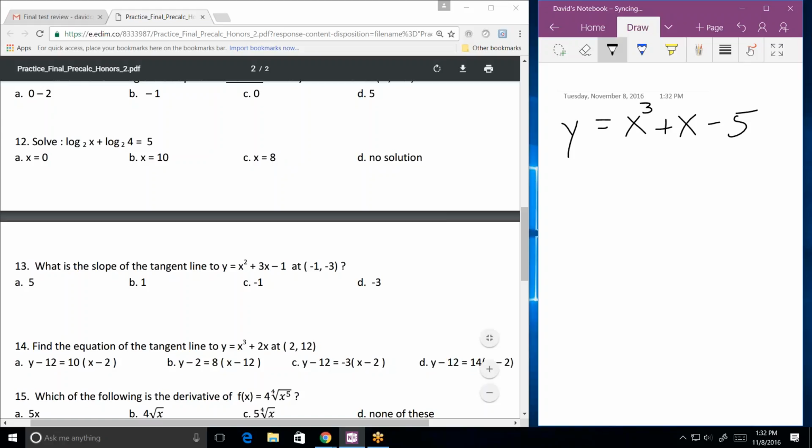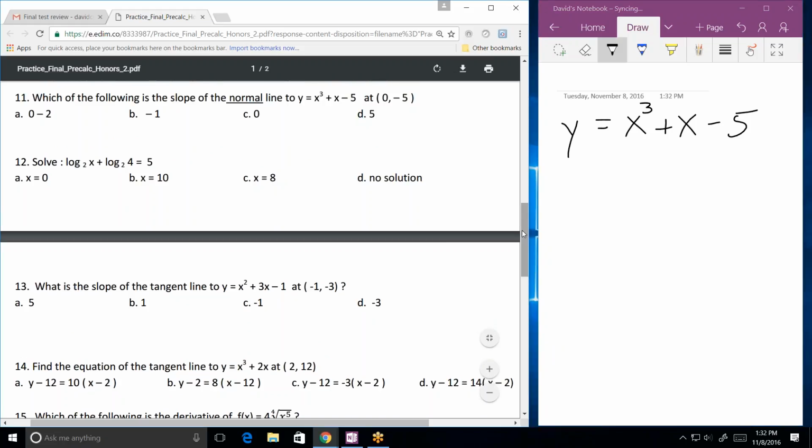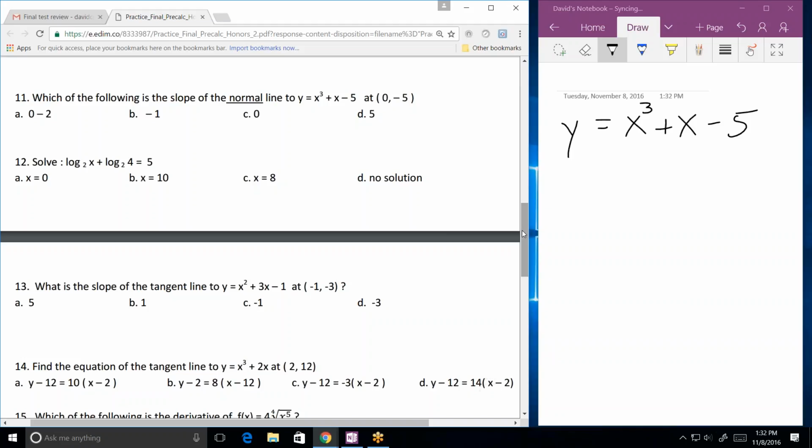Let's get the slope of this line first, before we even think about getting the slope of the normal line. First derivative is slope. That's what first derivative means. So, if I want the first derivative, apply the power rule, what do you get?